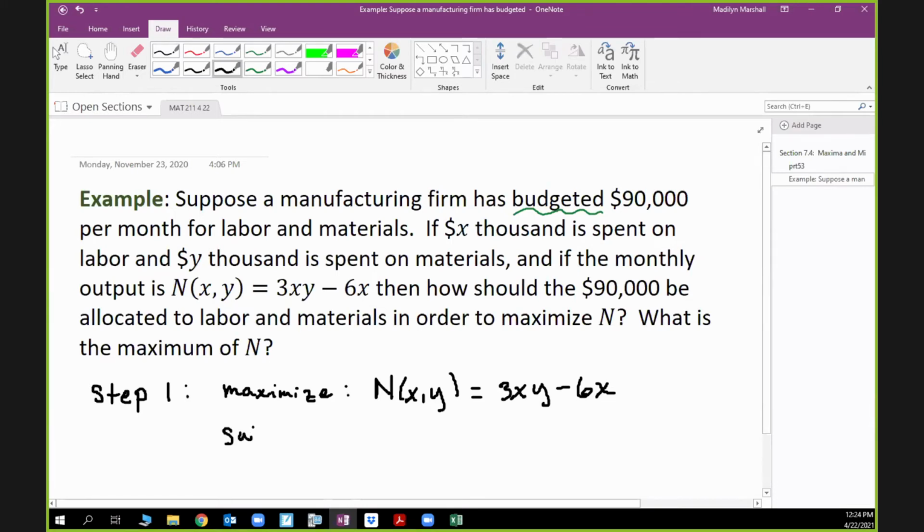And then we also need our subject too. So this is the one we might have to think about a little bit. X plus y minus 90,000. Almost. The important thing here is to note that X and Y are in thousands. So for example, if X were 2, that would mean we're spending $2,000 on labor. So X plus Y is not going to be 90,000.